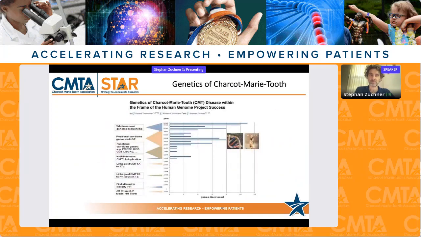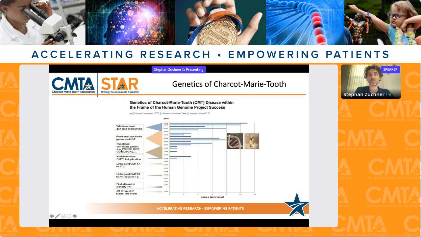Now, to discover all these genes, here's a time scale going back over 100 years, from when the disease was first described in patients in the 19th century. Then only in the 1980s or so, geneticists started to understand which regions of the genome might be affected in patients with CMT. And then in the 1990s onward, scientists started to find individual genes.